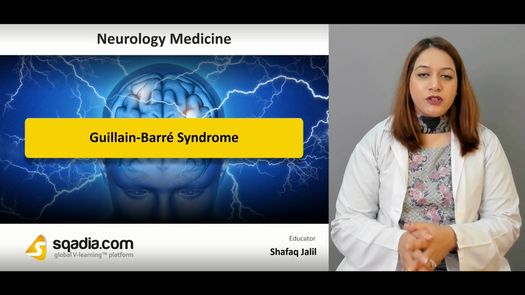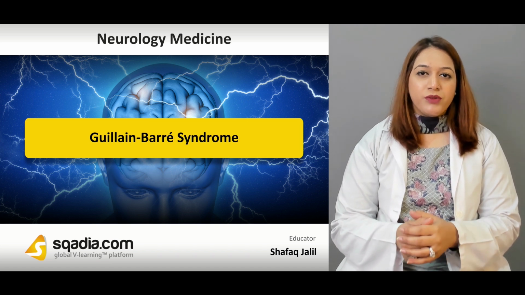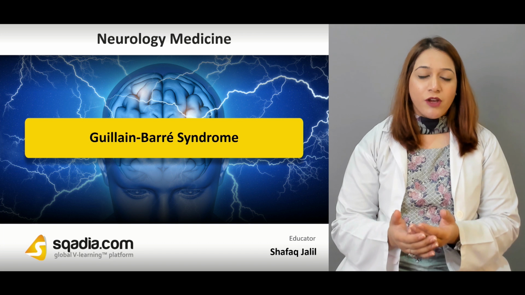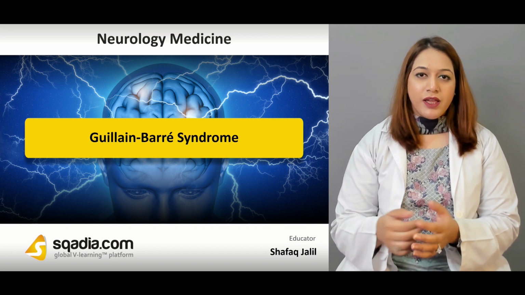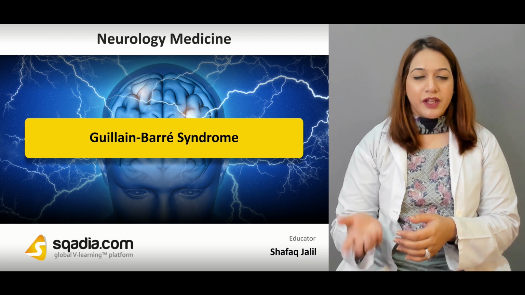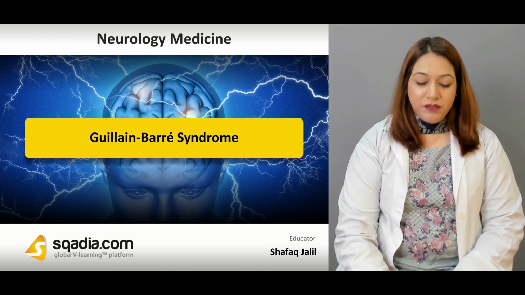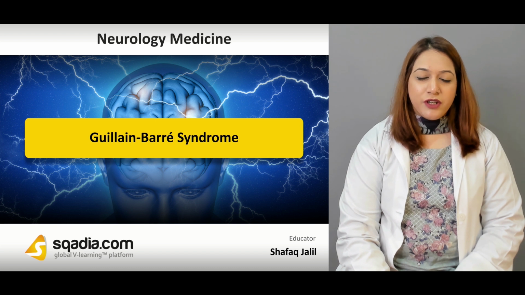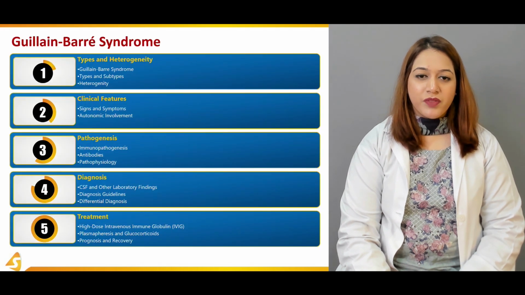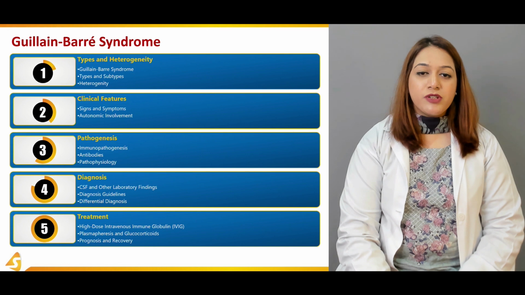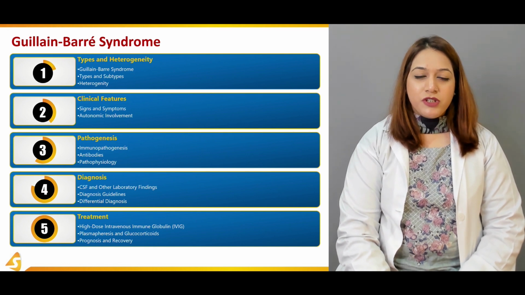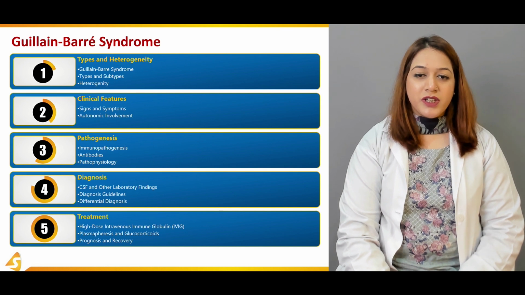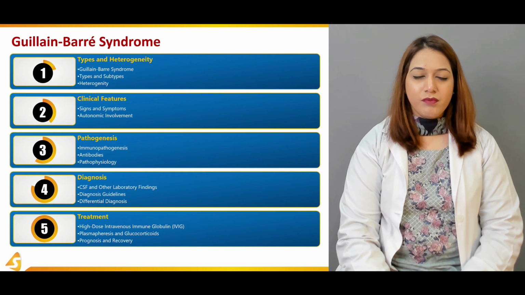In this presentation, we are going to talk about the types and heterogeneity of GB syndrome. We will see the signs and symptoms, and we will see how we can diagnose it. We have divided this lecture into subsequent sections. In the first section, we will talk about the types and heterogeneity. We will see what is GB syndrome, what are the types and subtypes, and what is its heterogeneity.